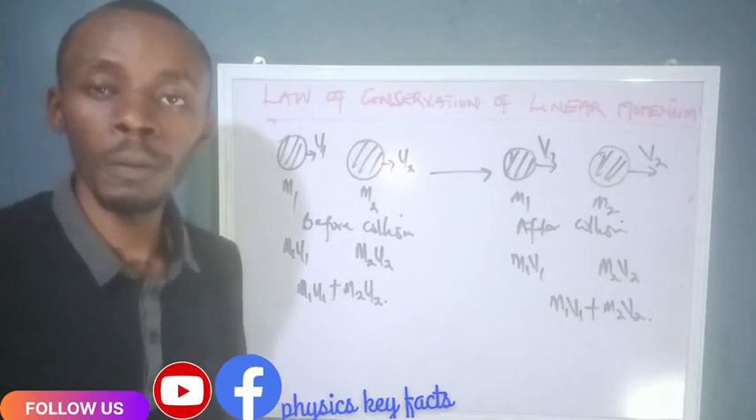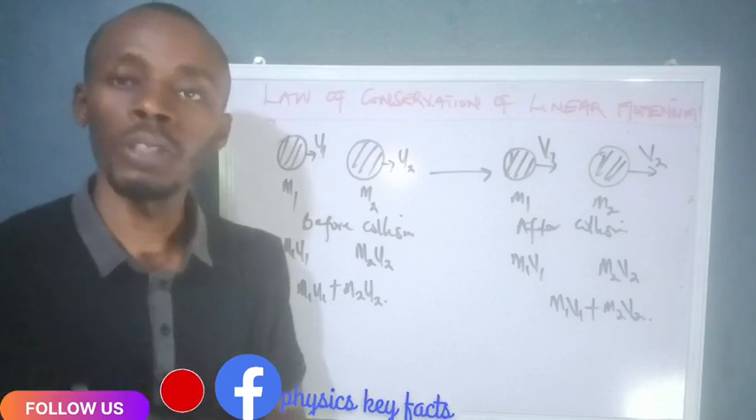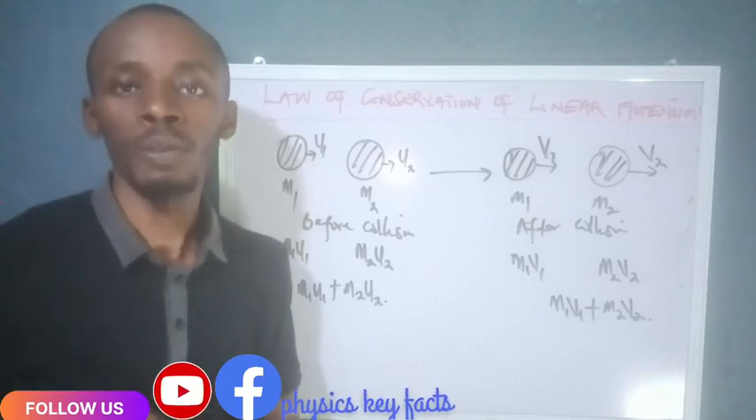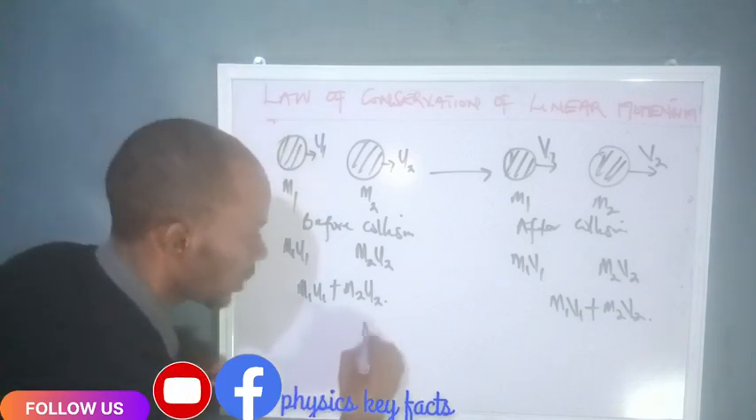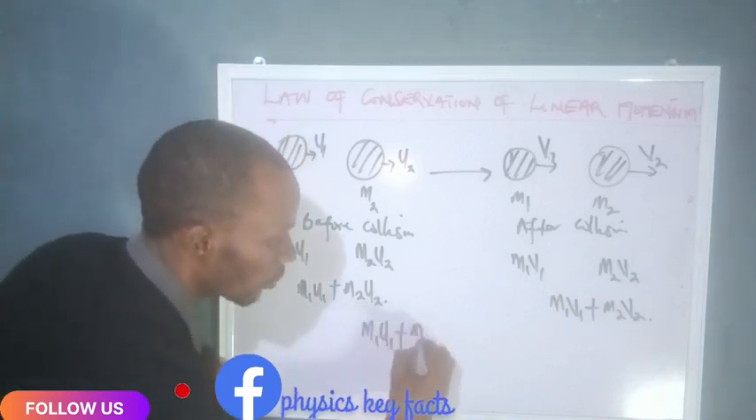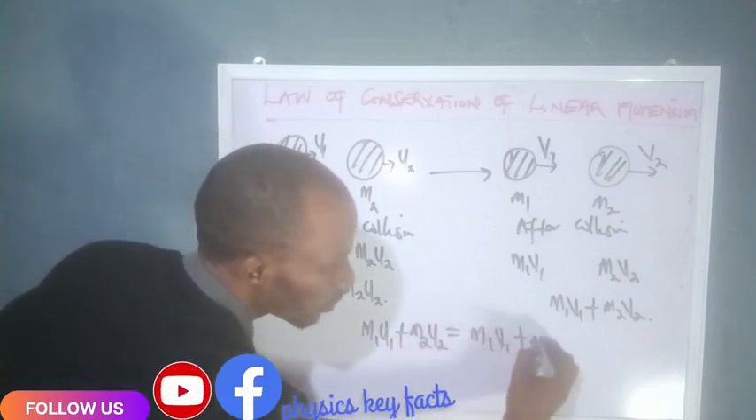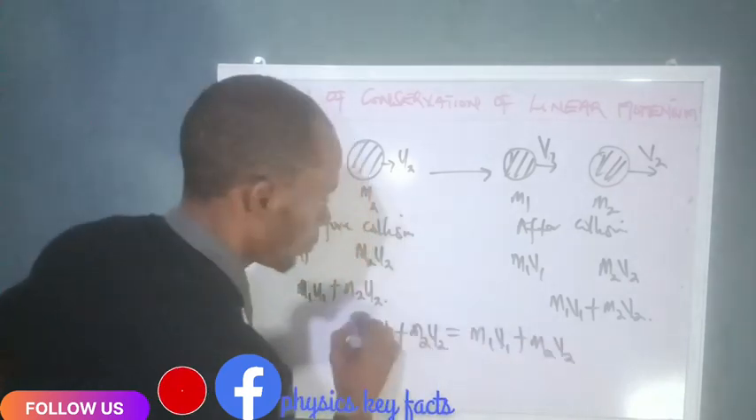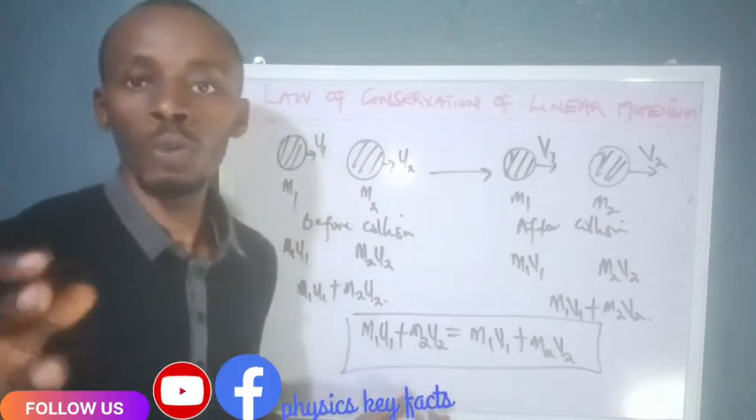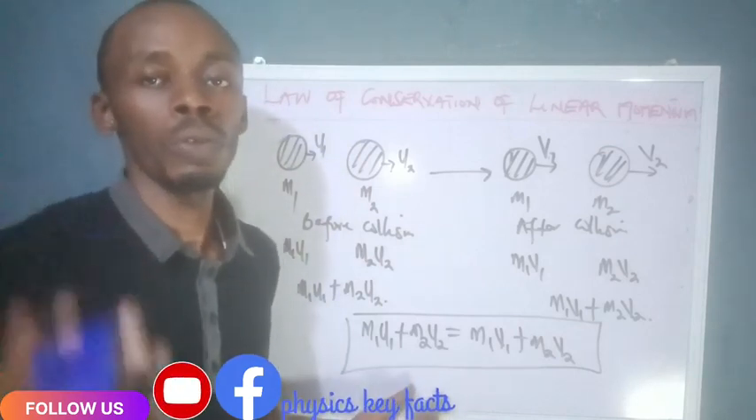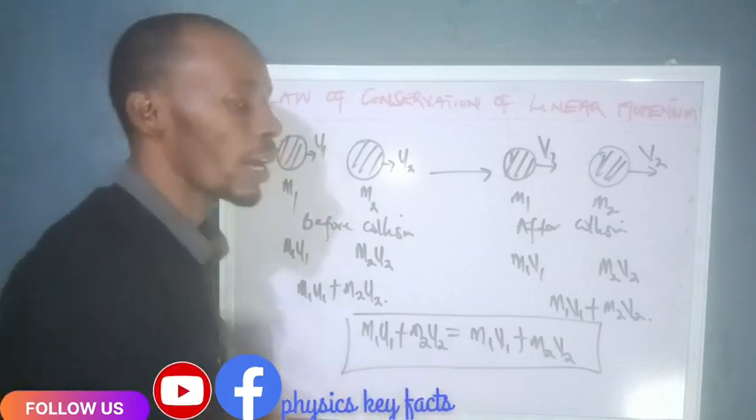So according to the law, the total momentum before collision is always equal to the total momentum after collision in an isolated system of colliding bodies. So it means that m1 u1 plus m2 u2 is equal to m1 v1 plus m2 v2. So in an isolated or closed system of colliding bodies, the total momentum is always constant before and after collision. So this is what we have.